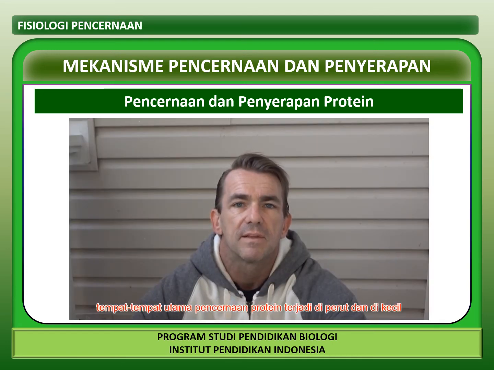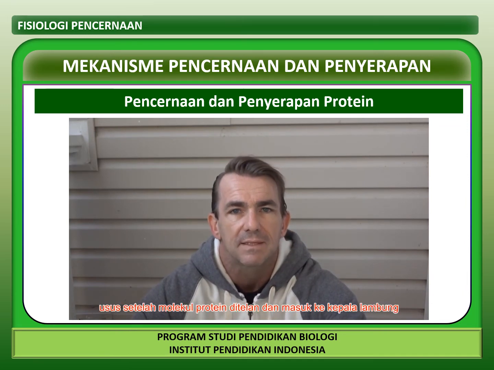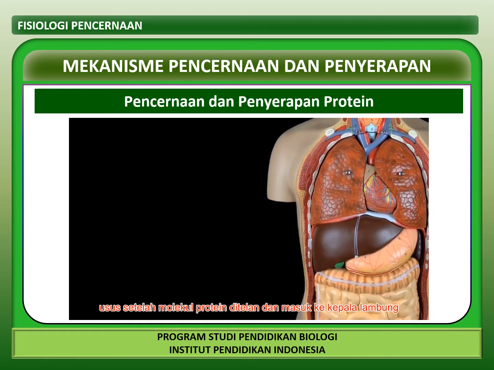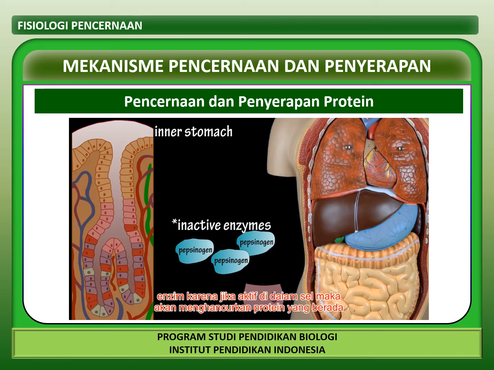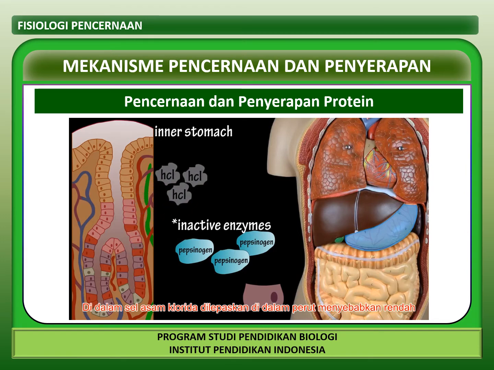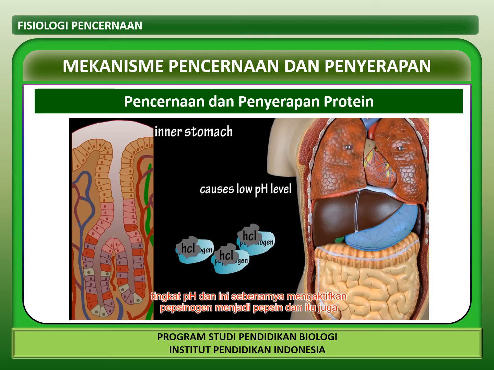There are two main places that protein digestion takes place: in the stomach and in the small intestine. Once the protein molecules are swallowed and enter the stomach, chief cells in the stomach release the enzyme pepsinogen. Pepsinogen is an inactive enzyme because if it were active in the cells, it would destroy proteins located inside the cells. Hydrochloric acid released inside the stomach causes a low pH level, and this actually activates pepsinogen to pepsin.